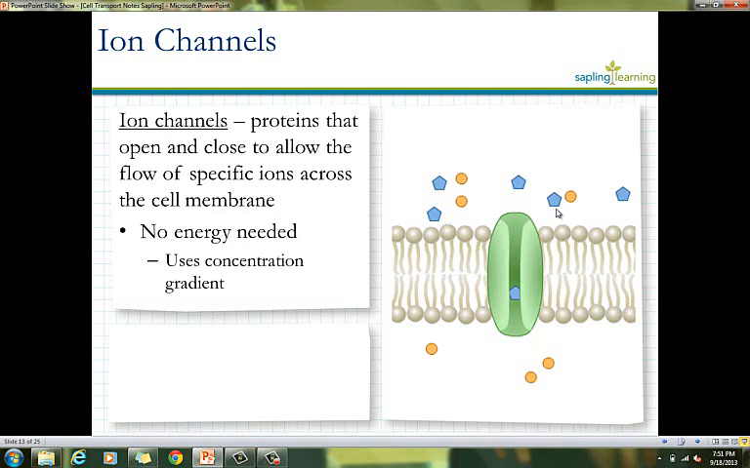Examples of molecules that are transported through ion channels are sodium and chlorine. So we get both of those from salt. So when you eat salt, some of that sodium and chlorine is broken up and it's going to go into your cells through this facilitated transport.